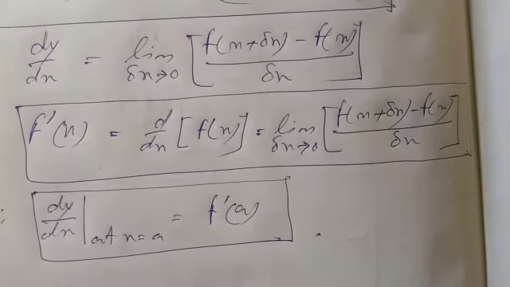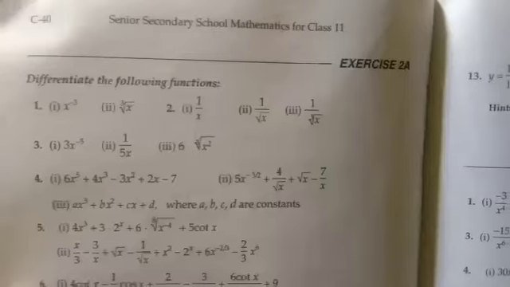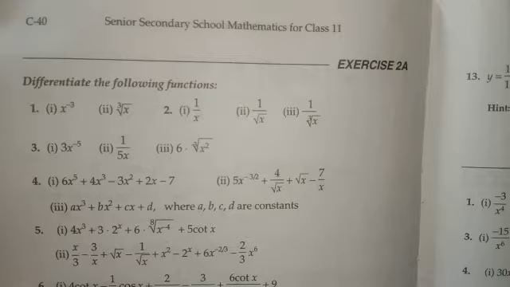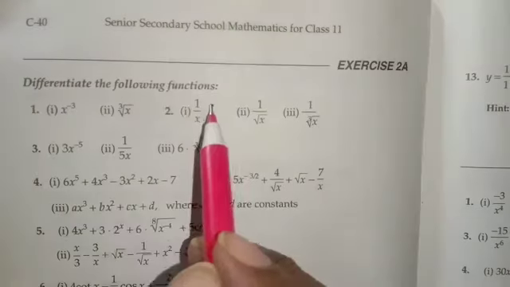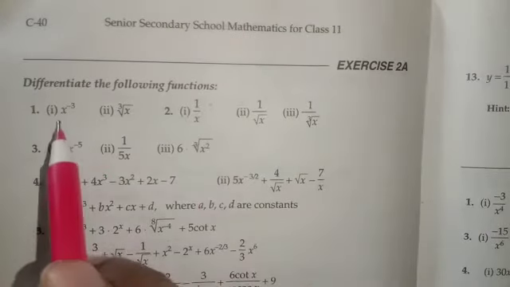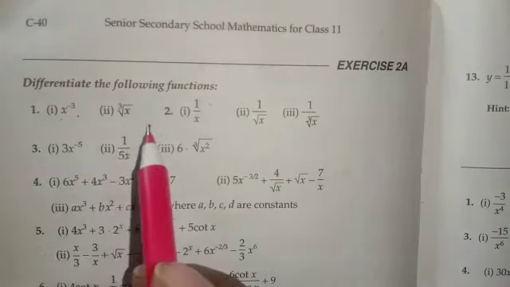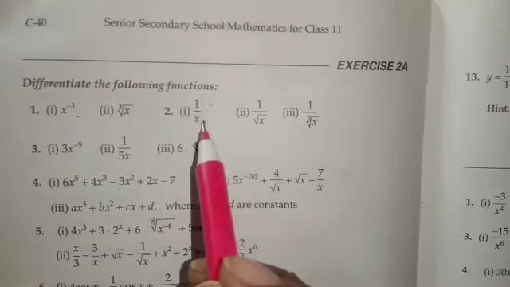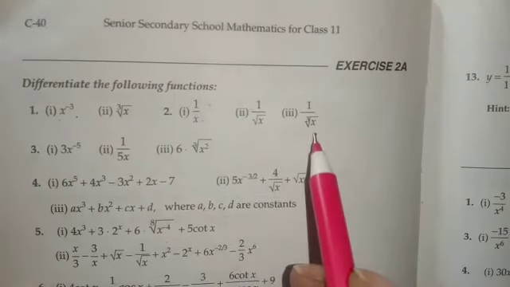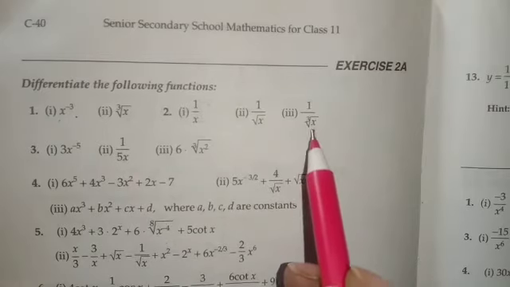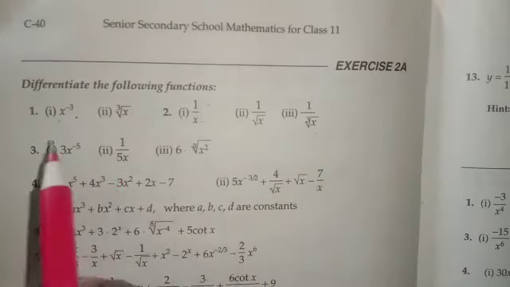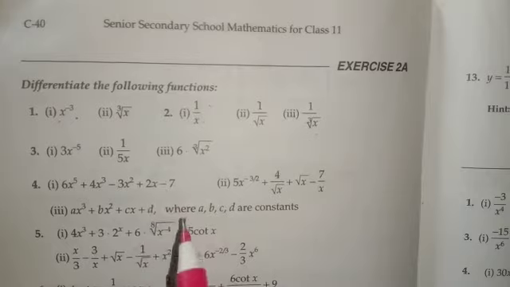Let us go to the exercise. See the question given in the R.S. Agarwal book. Differentiate the following functions with respect to x: x to the power minus 3, cube root of x, 1 by x, 1 by root x, 1 by cube root of x. There are three parts in number 1. Let me solve number 1 first, after that I will go step by step. Just see.